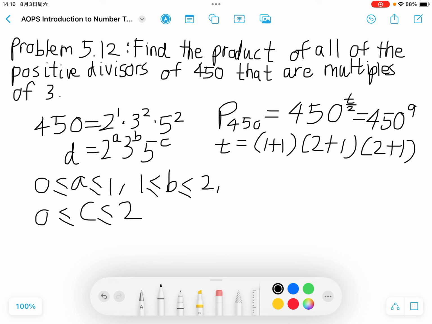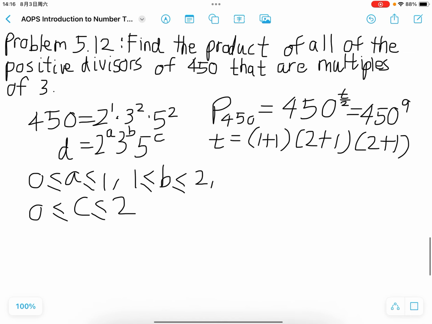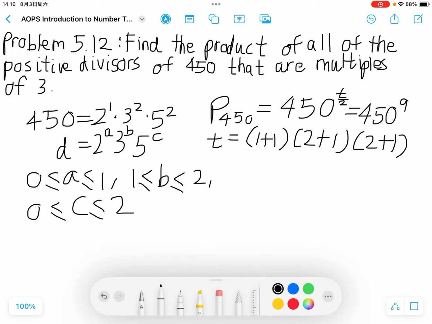However, what if I considered saving a 3? Because any divisor that has at least one factor of 3 is going to be a multiple of 3, right? So how about I consider saving a 3 for my divisor so that it matches the requirements? So how exactly do I save a 3? I can't exactly book a 3 for it, right?